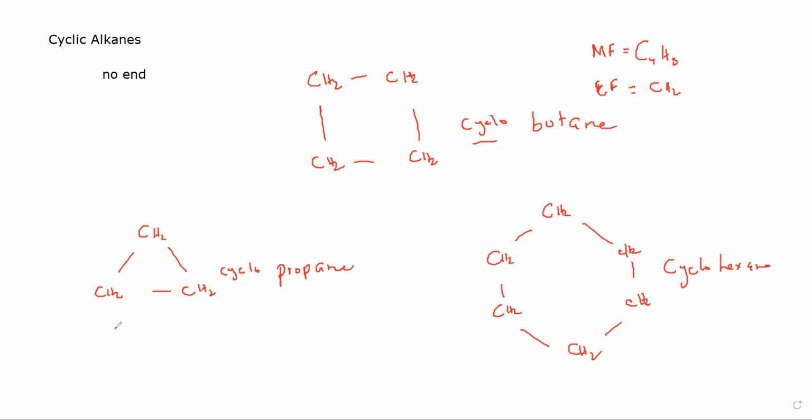Same thing. What is the molecular formula of cyclopropane? C3H6. And what is the empirical formula? CH2. So you can find that all the cyclic alkanes have the same empirical formula. Like for cyclohexane, when I write the molecular formula, it is 6 carbon atoms and 12 hydrogen.